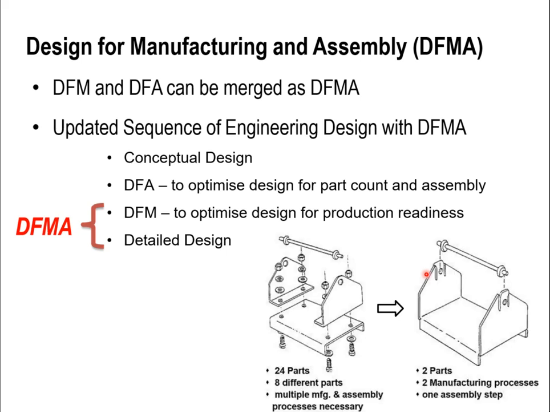An example we have here is for two products, actually it's the same product but with two different designs. So here we have 24 parts, including the bolts and the nuts and the washers, 8 different parts, and multiple manufacturing and assembly processes are going to be necessary. And then we can simply make it as two parts: two manufacturing processes, sheet metal working and bar making, and one assembly step. Even further, you can do it with plastic injection molding and make it as one part.